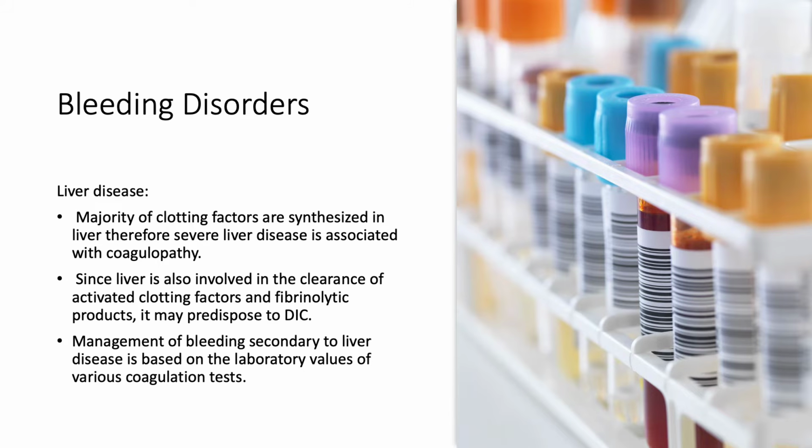Liver diseases also contribute to the bleeding disorders. The majority of the clotting factors are synthesized in the liver. Therefore, severe liver disease is associated with coagulopathy. Since the liver is also involved in the clearance of activated clotting factors and fibrinolytic products, it may predispose to disseminated intravascular coagulation. Management of bleeding secondary to liver disease is based on the laboratory values of various coagulation tests.